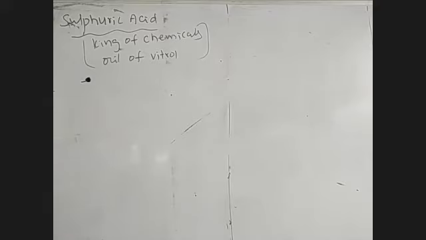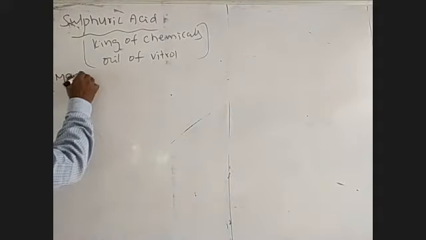HNO3 is called nitric acid. HNO3 is called aqua fortis, and sulfuric acid is called oil of vitriol and also called king of chemicals. Now, the manufacture of H2SO4.